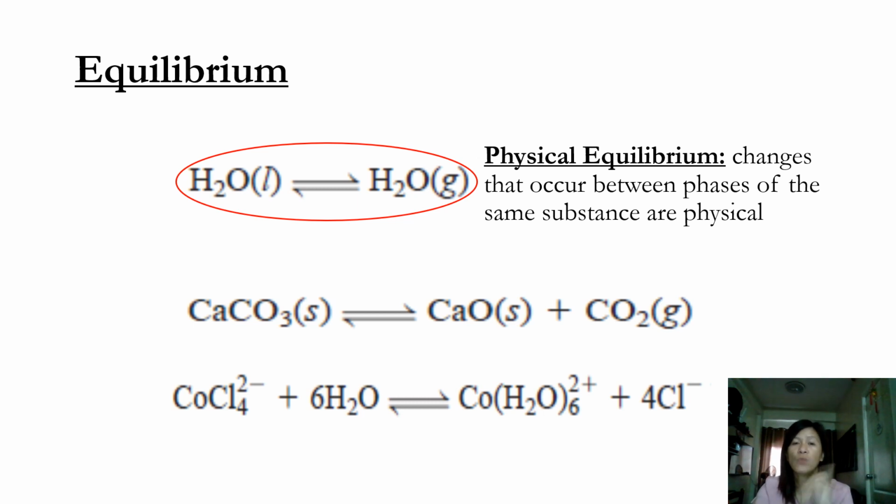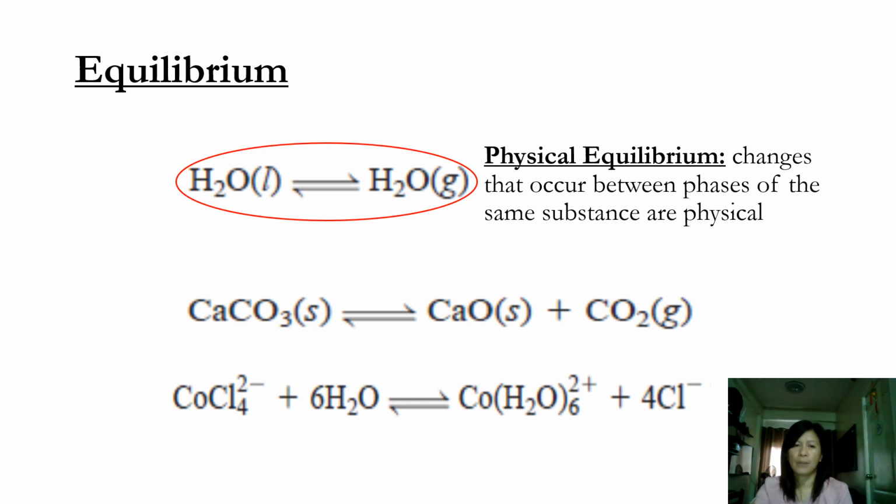So in this case, we have one substance, which is water. That water is changing from one phase to another by evaporation in the forward reaction. And in the backward reaction, it is condensation, that is from gas to liquid. So this one is an example of a physical equilibrium.